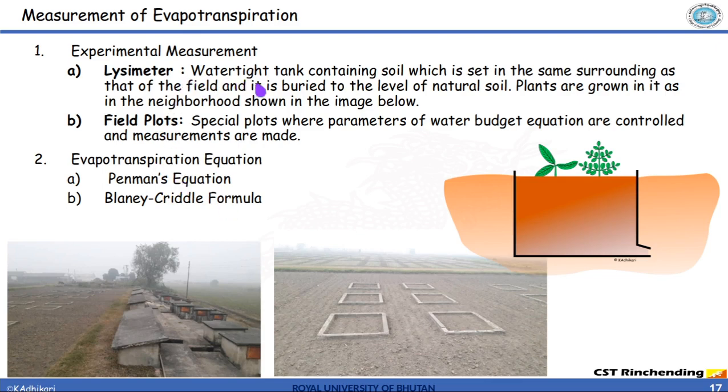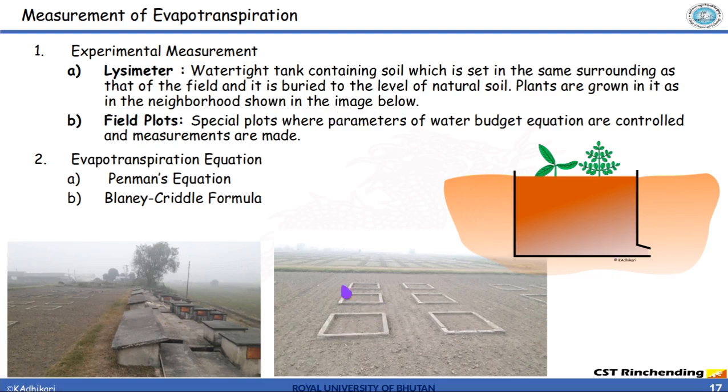Lysimeter is a watertight tank containing soil which is set in the same surrounding as that of the field, and it is buried to the level of natural soil. As you can see in these images, these are the lysimeters constructed over a field. Plants are grown in it as in the neighborhood, as shown in the image.